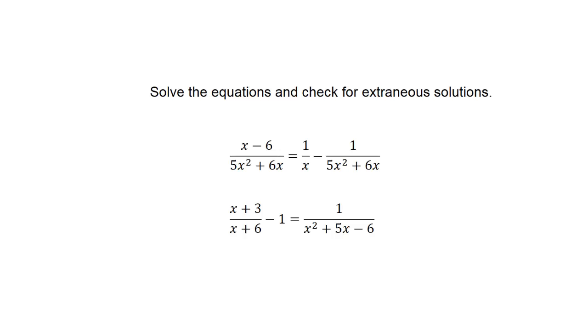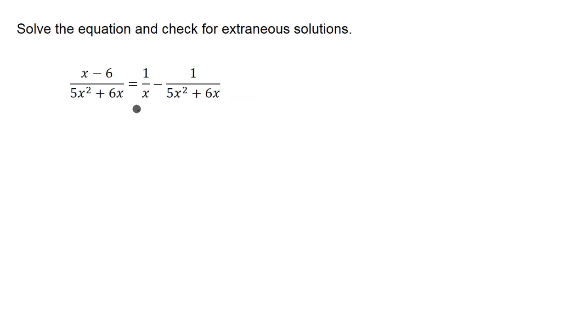In this video, we're going to solve a couple of rational equations. We're also going to check for extraneous solutions. So in this first equation, the first thing that we have to do is take care of this subtraction here. And to be able to subtract these two rational expressions, we need to find our common denominator.